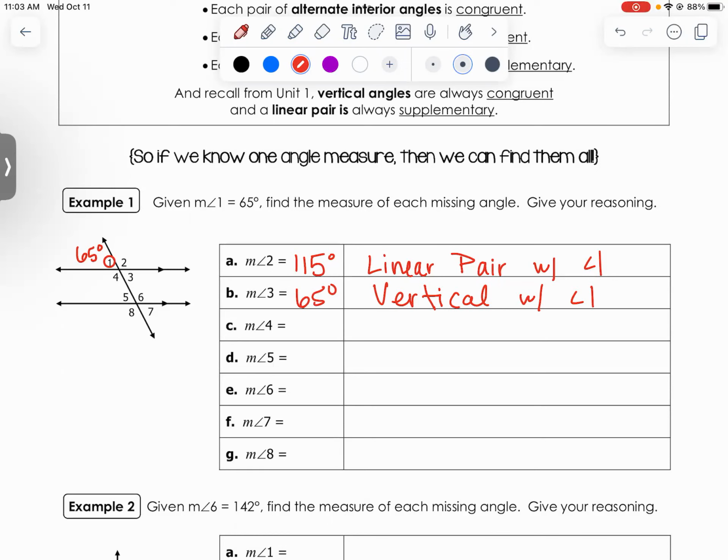All right. What about angle 4? We could say that this is a linear pair, right, with angle 1. So that's the boring stuff. Now let's actually use what we talked about on that page previous. What is the relationship with angle 1 and angle 5? They are corresponding. And because angle 5 is corresponding with angle 1, what does that mean about its measure? It's the same.